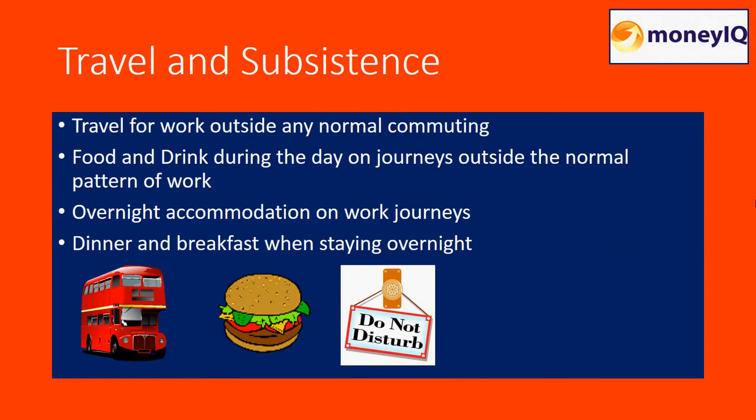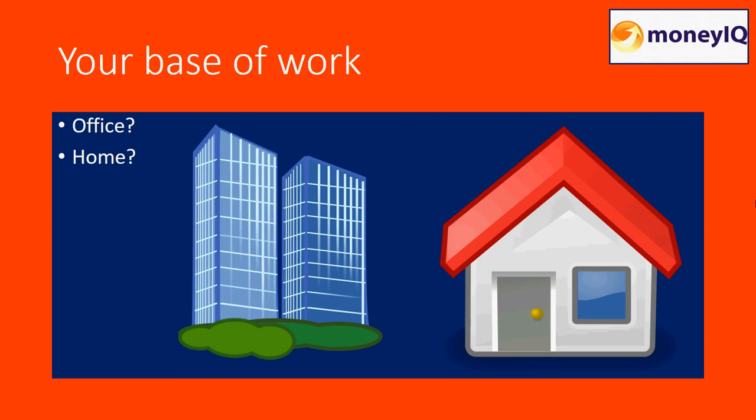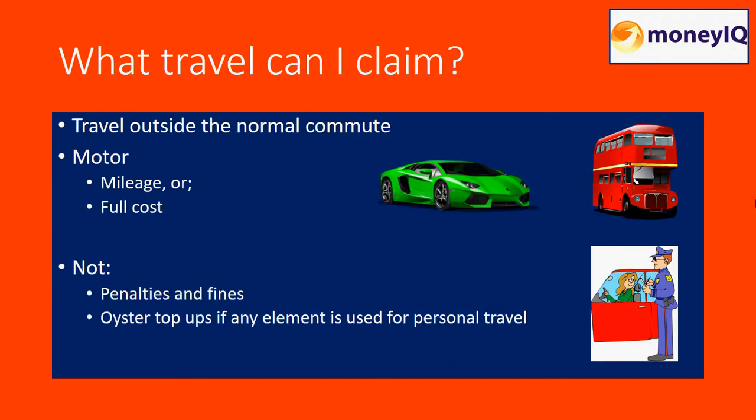Travel and subsistence is probably the trickier one. Travel for work outside any normal commuting is allowed. So things like food and drink during the day on journeys outside the normal pattern of work. Overnight accommodation on work journeys is allowable, and if you are staying overnight, then dinner and breakfast is allowable as well. This relates to an idea of what's called a base of work. So do you work from an office or do you work from home? And that it forms part of your normal pattern, because it's travel outside the normal commute which is allowable.